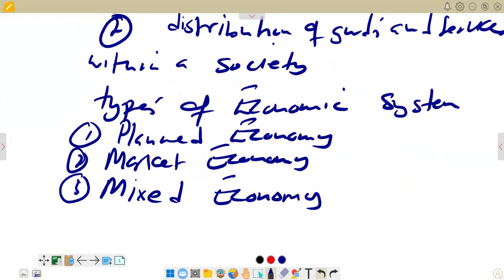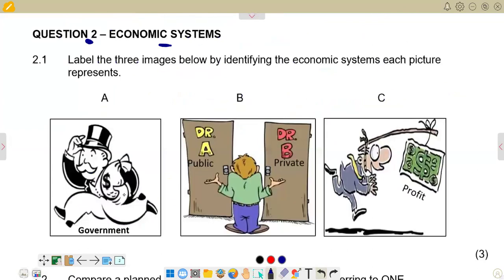So if you go back to our question, let's look at the first question and see what it says. It says label the three images below by identifying the economic systems in each picture. So we are having A. In A, we are given a picture of a government, which means the government is determining whatever is happening in that economic system.